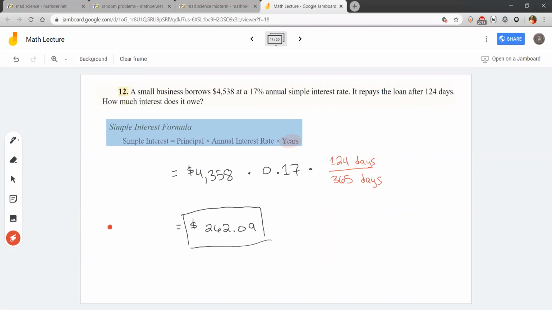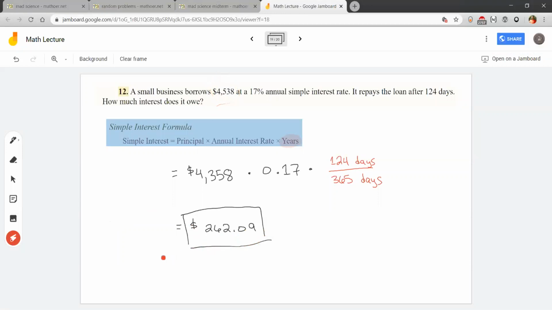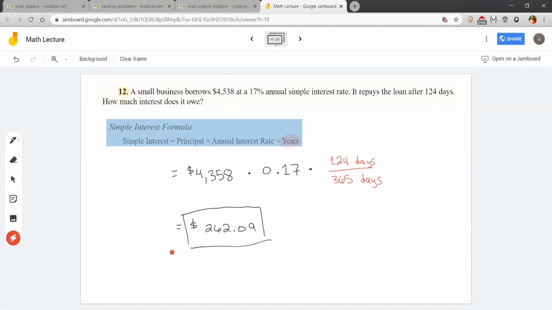So the people that actually, sorry, I think that putting it back into the problem is going to make more sense for me. So if the amount of money the business is actually paying is $262 after 124 days. Yep, they will owe the bank or the loan company or whatever that much money. And they have to pay back their loan. I was gonna say, yeah, on top of the 4,000 whatever, right? Right. Okay. I was thinking of months and confusing myself.